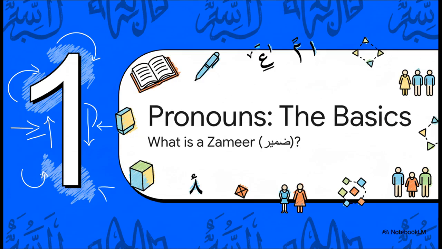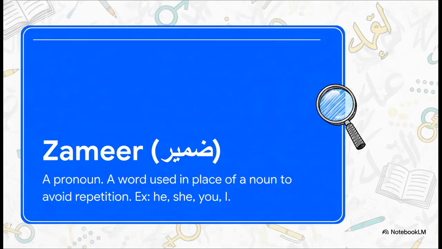In Arabic, a pronoun is called a Zamair. But what does that actually mean? Think of a Zamair as a simple shortcut. It's just like in English, right? You say he, so you don't have to keep repeating the boy, the boy, the boy. They are the essential building blocks for making any conversation sound natural, and Arabic is no different.